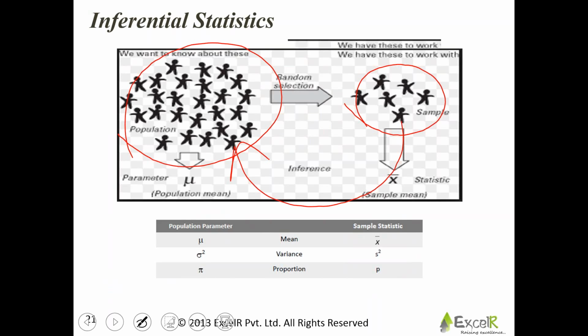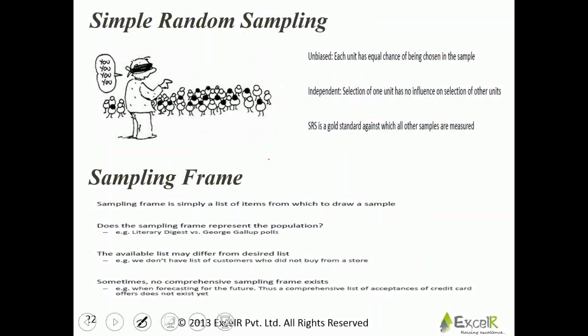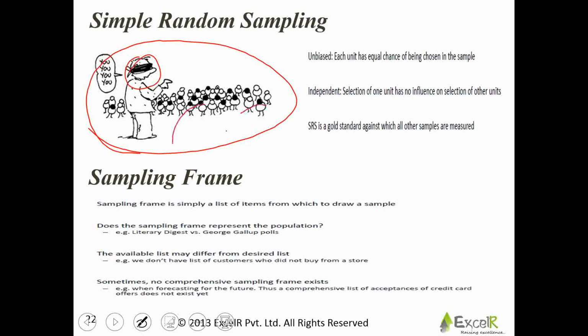Let us move forward with that understanding. Now, what is simple random sampling? As I've told you, it's blindfolded. I'm going to close my eyes and just pick you, and things like that. Right? Here, it's unbiased because there is an equal chance of each unit being chosen in the sample. There is an equal chance. That's the good part, right? And selection of one unit has no influence on selection of other units.